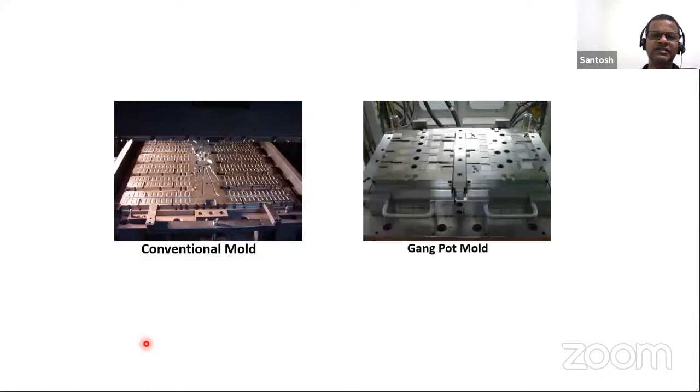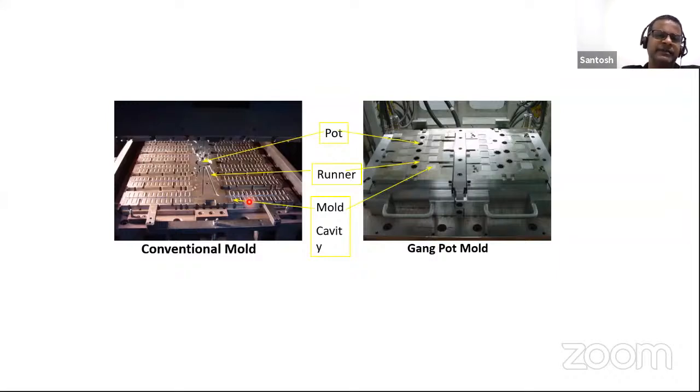So this is how the two processes look. This is the conventional mold, and this is the gang pot mold. Basically, this is the pot, and this is the so-called runner. That means once you put the epoxy mold compound here, once it melts, it flows through these runners, and these runners go into the place where the package is sitting, and then it fills this cavity. Once this cavity is filled, then the mold compound fills the runner, and basically the package is filled and it encapsulates the package.